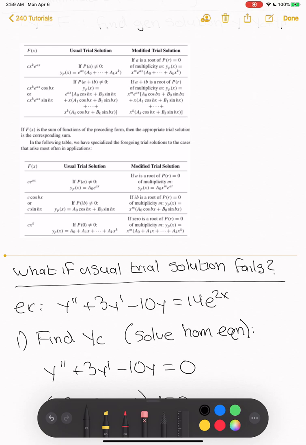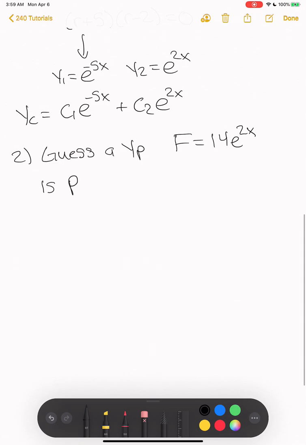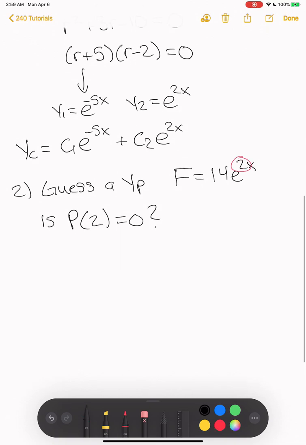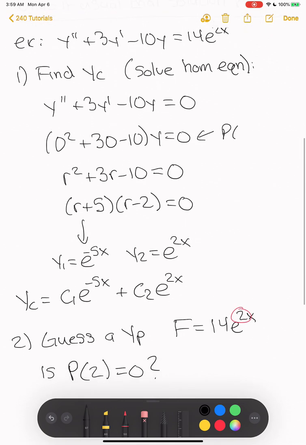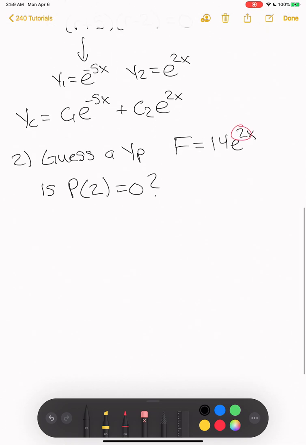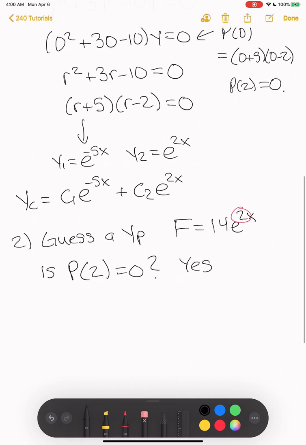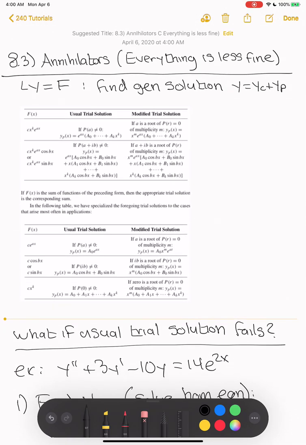So the usual trial solution says that if the polynomial differential operator evaluated at a is non-zero, then you use that normal particular solution. So let's check that. Is p of 2 equal to 0? Because 2 is what our a value is in this case. We go up and look, and this is p of D. P of D factors to D plus 5 and D minus 2. So when we plug 2 into there, we do indeed get 0. So p of 2 does give us 0. Is that a problem? Not necessarily, but we know we can't use the usual trial solution. So that's out the window.